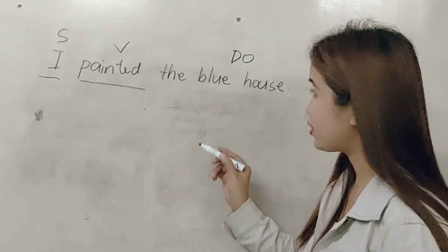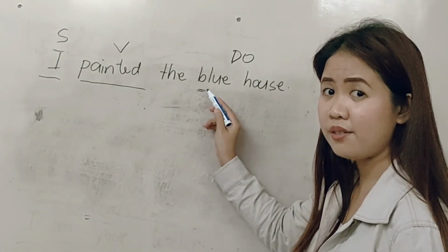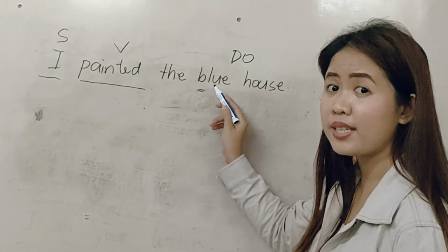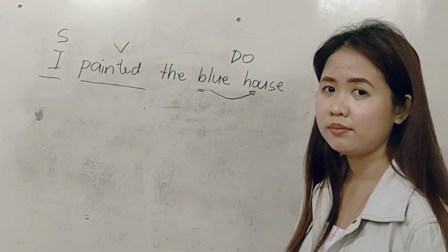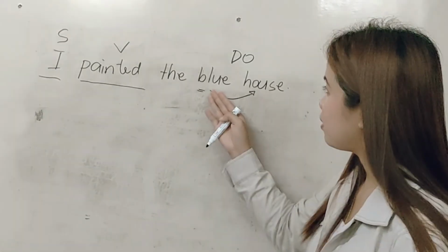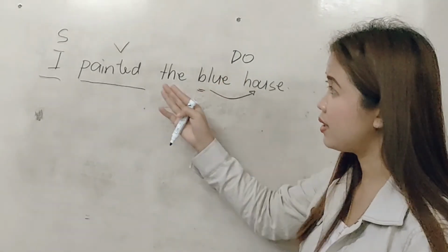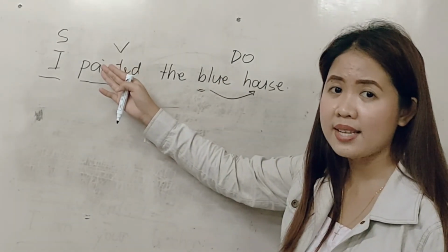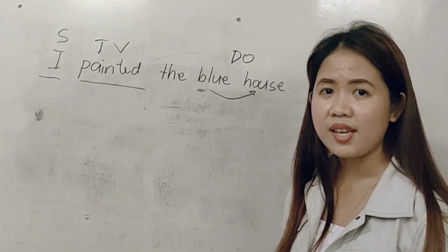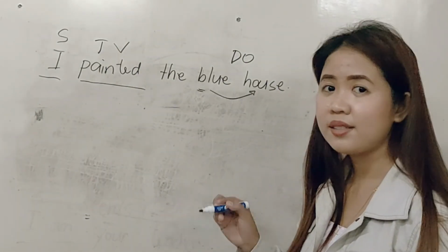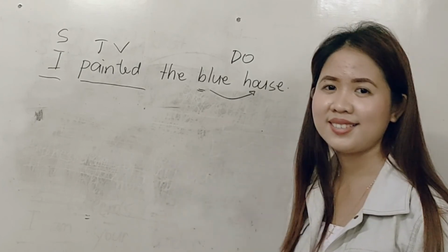Do not be confused of the modifier blue. This is an adjective which modifies or describes the house. We have this direct object, and of course, the verb will turn out as transitive verb. Our pattern is subject, transitive verb, direct object for this sentence.